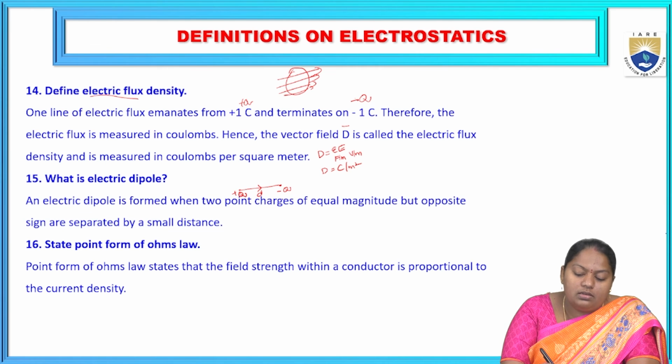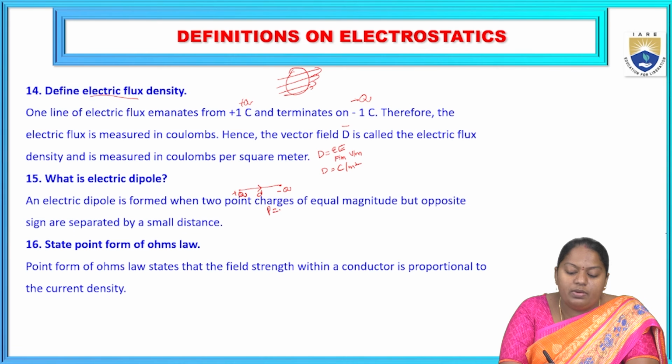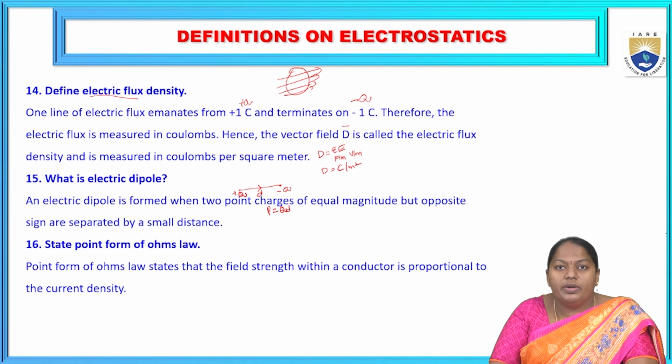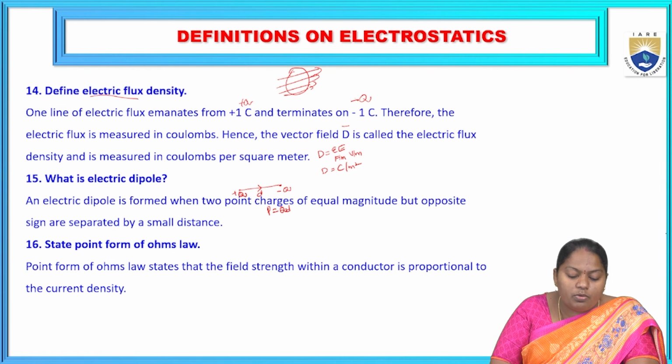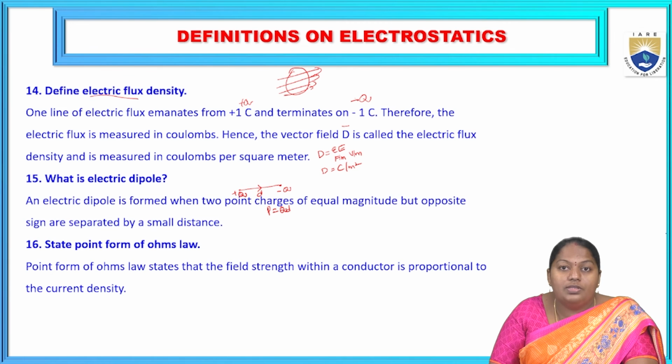Next, small p is the electric dipole moment, given by P equal to Q into D. This is the electric dipole moment. Then, state the point form of Ohm's law. Point form of Ohm's law.